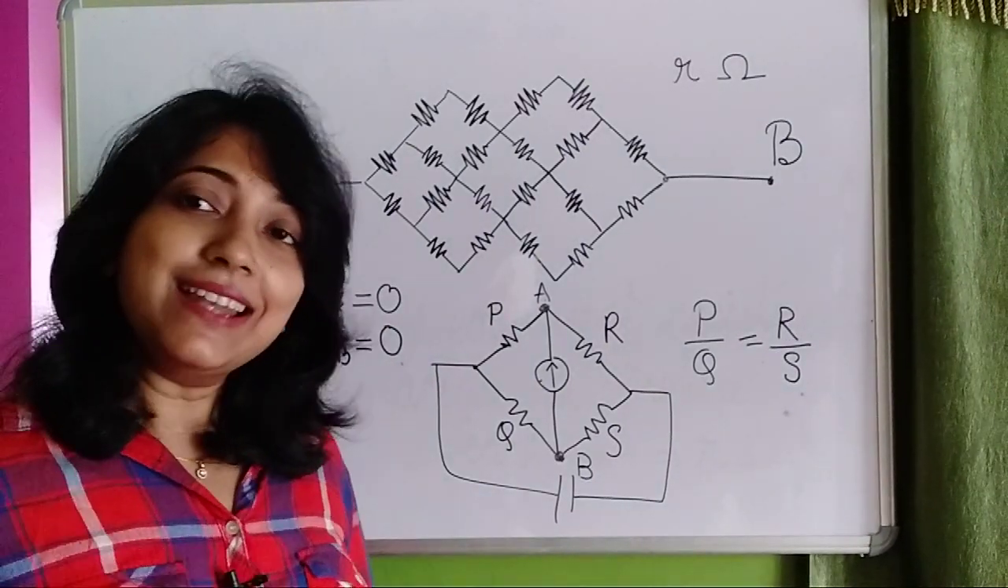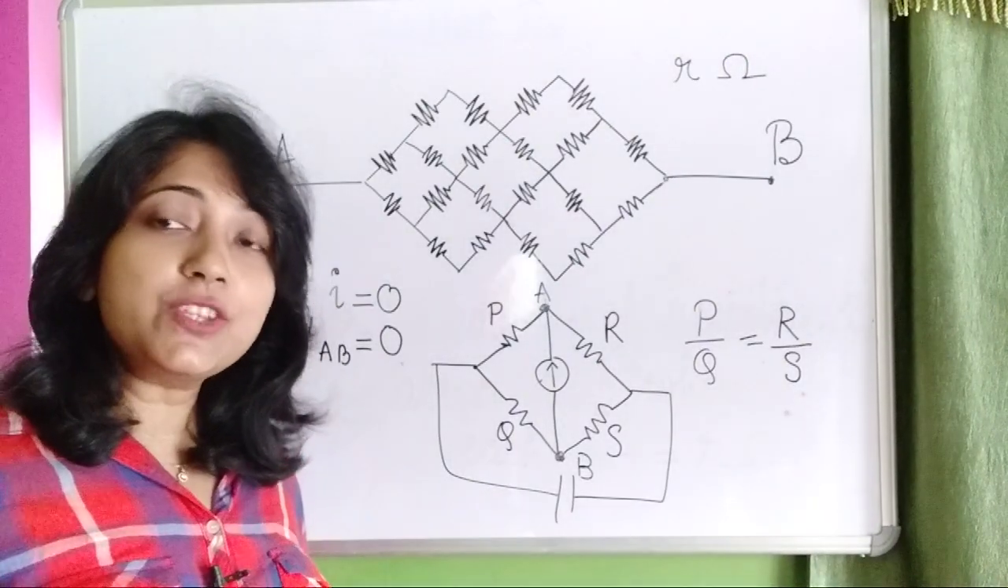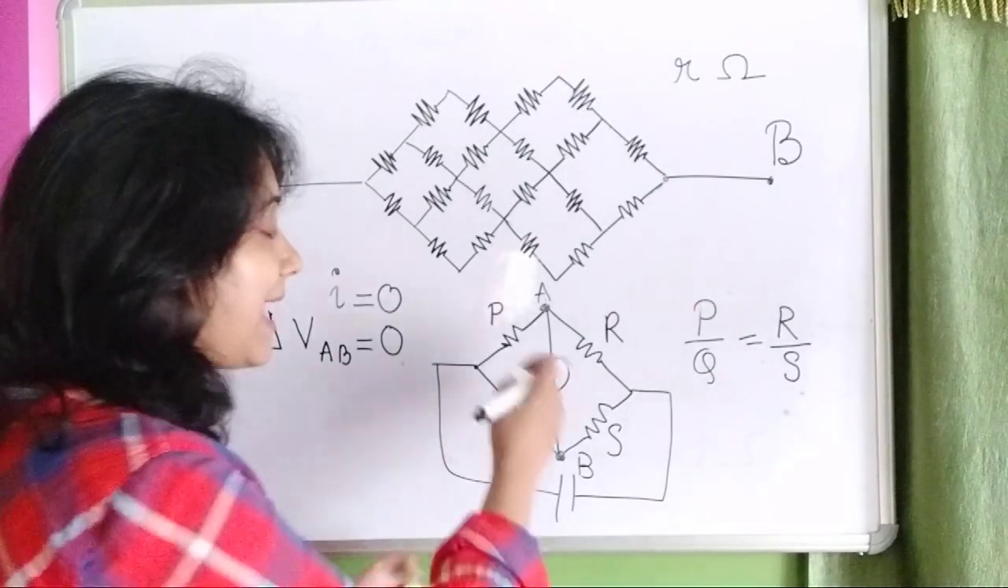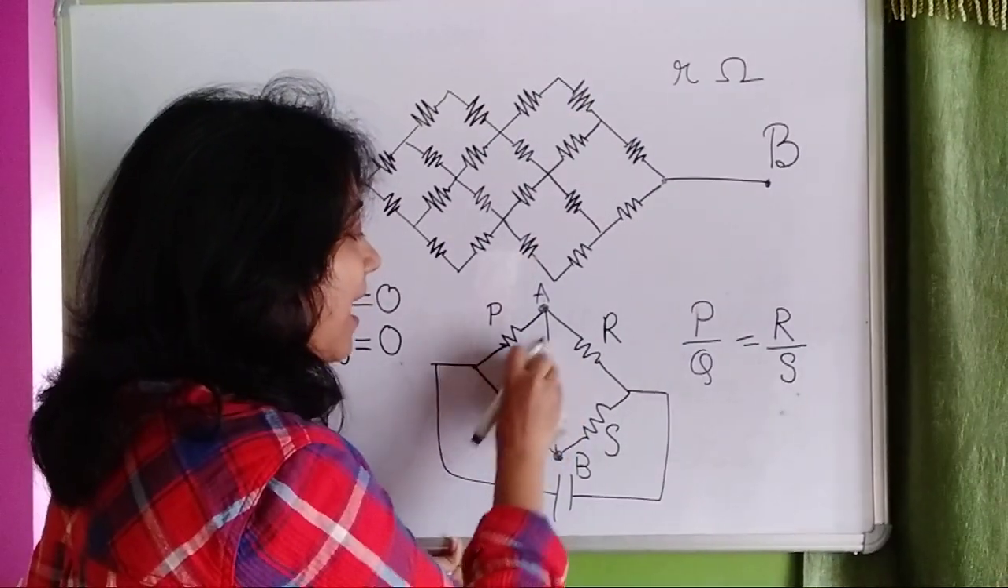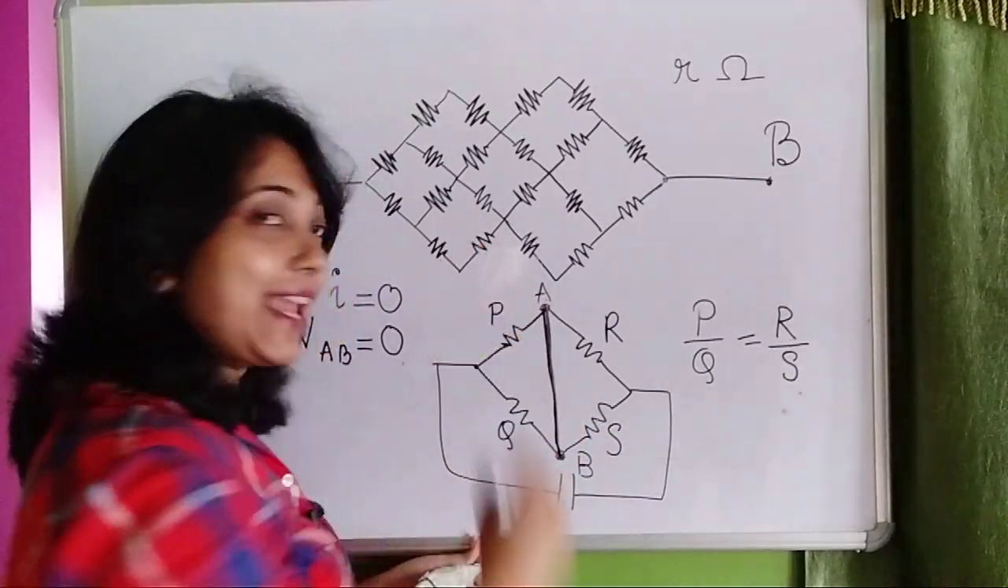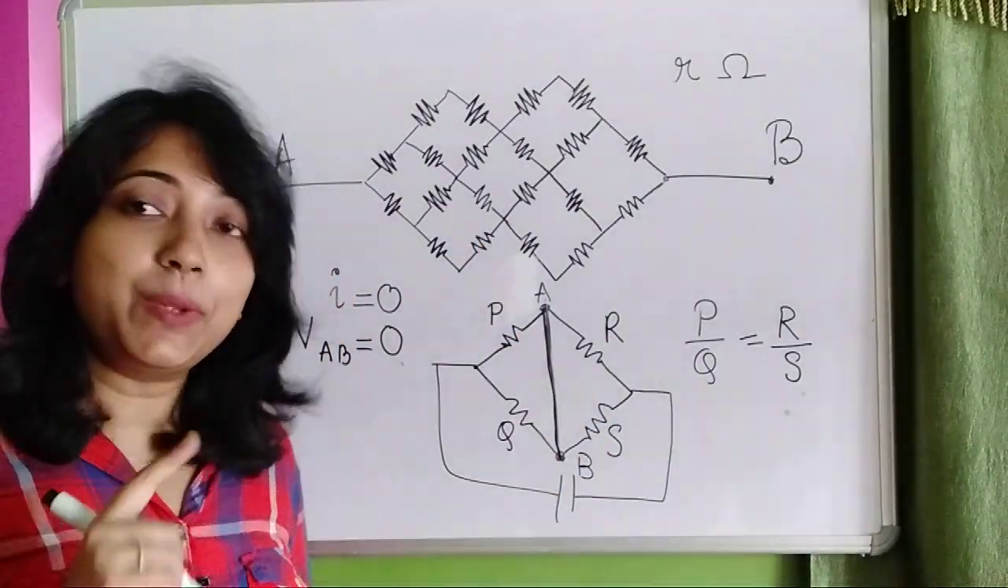Right? And in a circuit, when there are 2 points where there is no potential difference, it essentially means that these 2 points are basically short-circuited. Getting my point? What did I tell? I'll repeat once again.